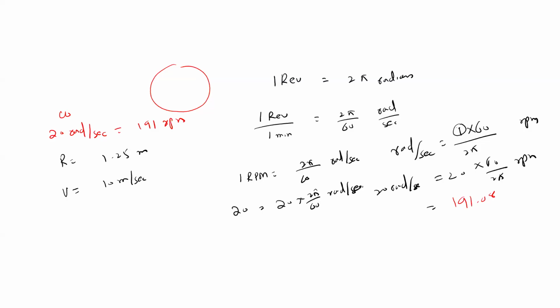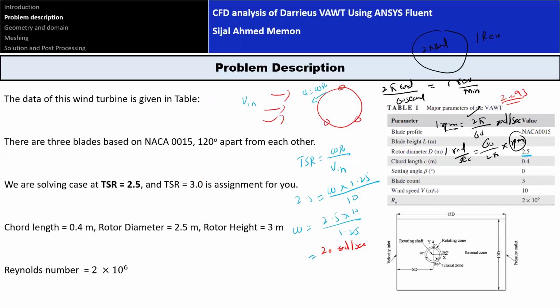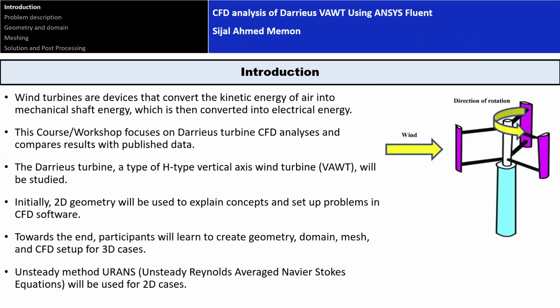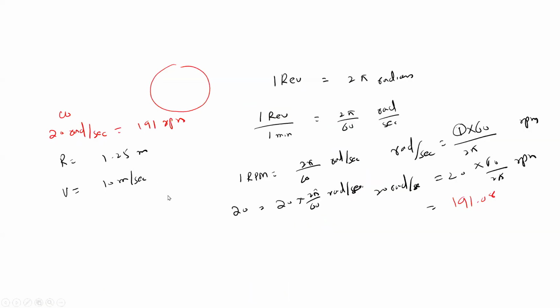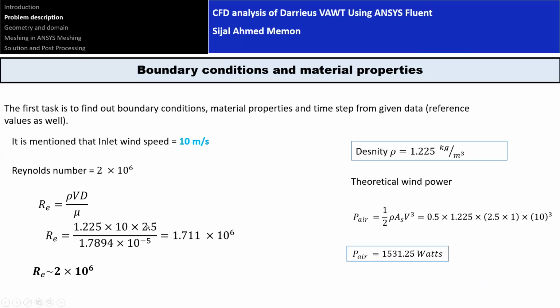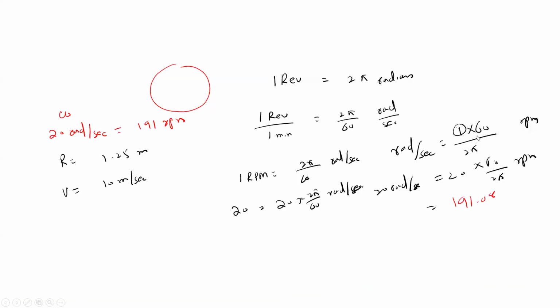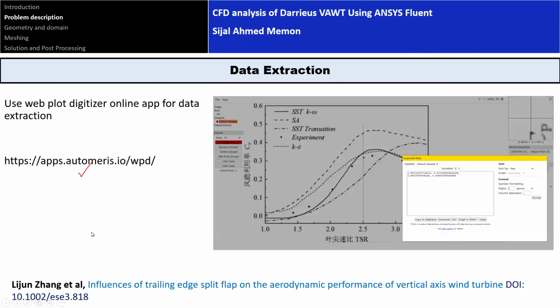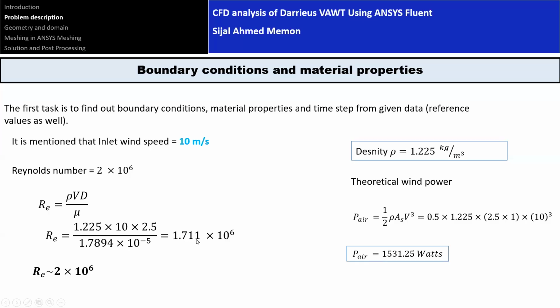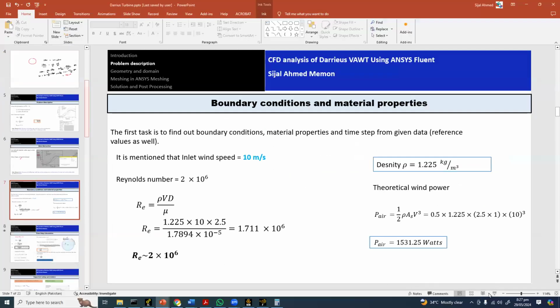We are modeling the air with standard properties, which are given there. I suggest one thing here. The given Reynolds number in the paper is 2 million. But when I use the Reynolds number formula and put in velocity of 10 meters per second and diameter of 2.5, as given there, and the density and viscosity of air, I cannot actually get 2 million. So to make it 2 million, we have to change some values here.